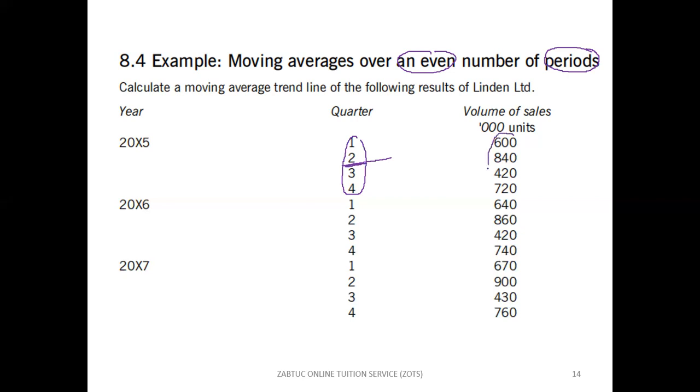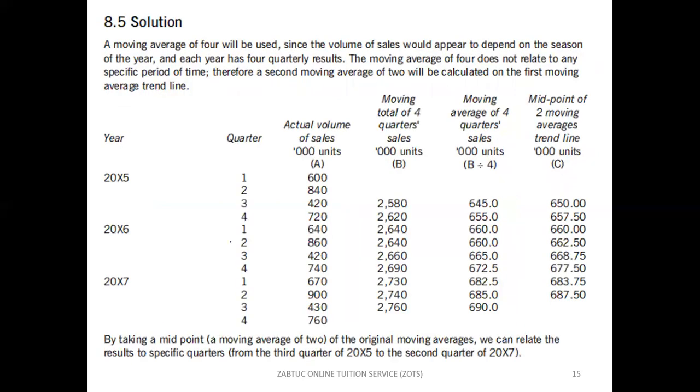When you add these, you find the total. When you take the middle value, there is no specific year. So what do you do? Let us see what we're going to do about it. A moving average of 4 will be used since the volumes of sales would depend on the season of the year, and each year has 4 quarterly results. The moving average of 4 does not relate to any specific period of time. I'm sure that's what you can see there.